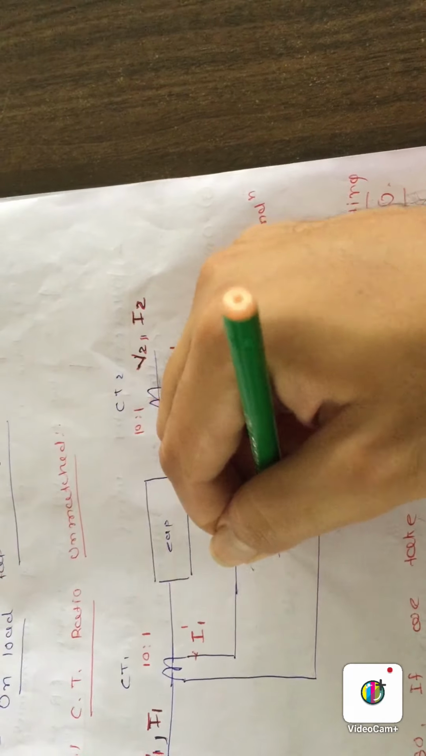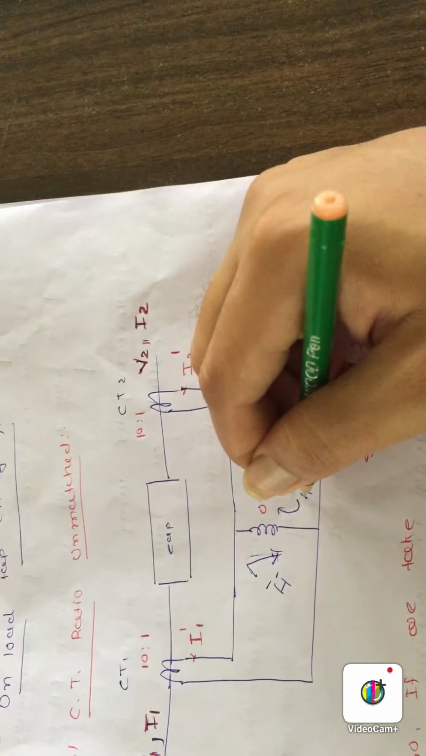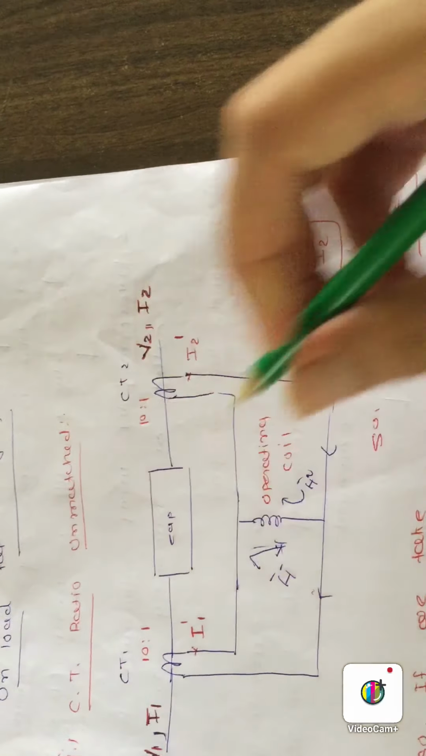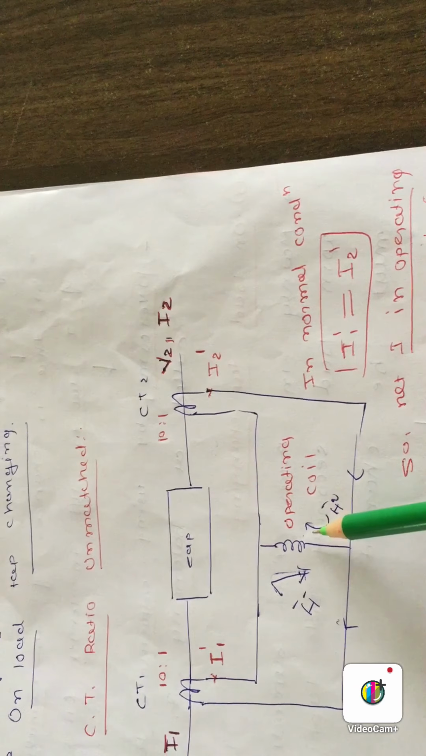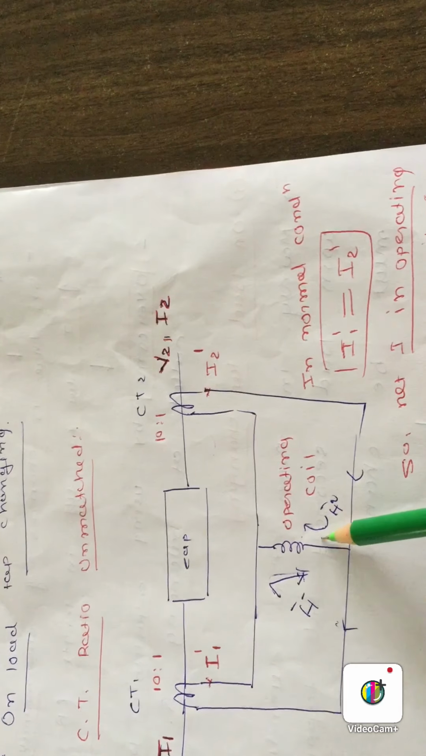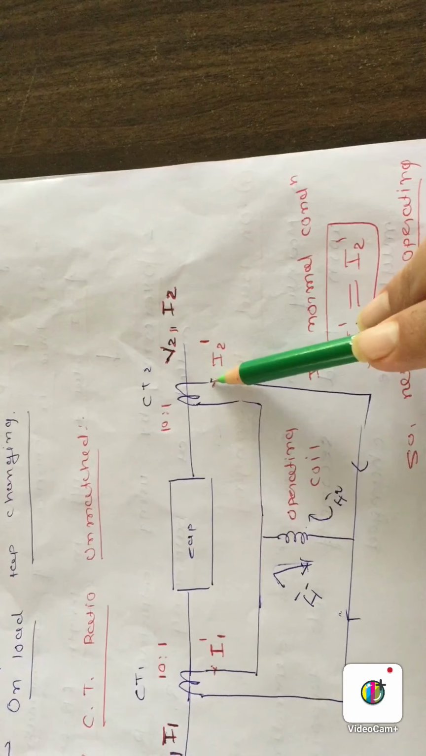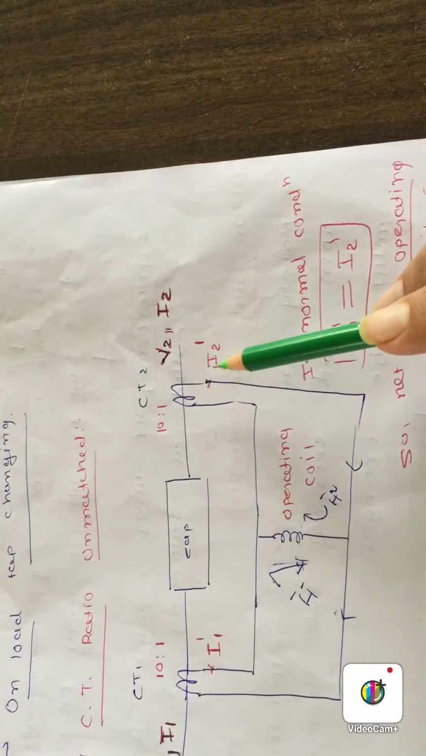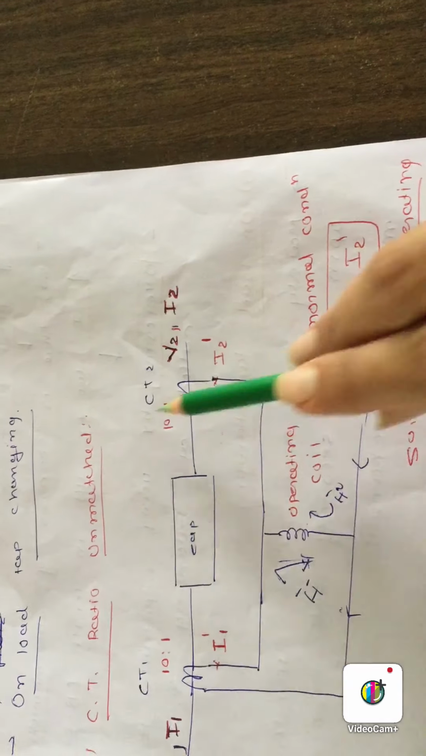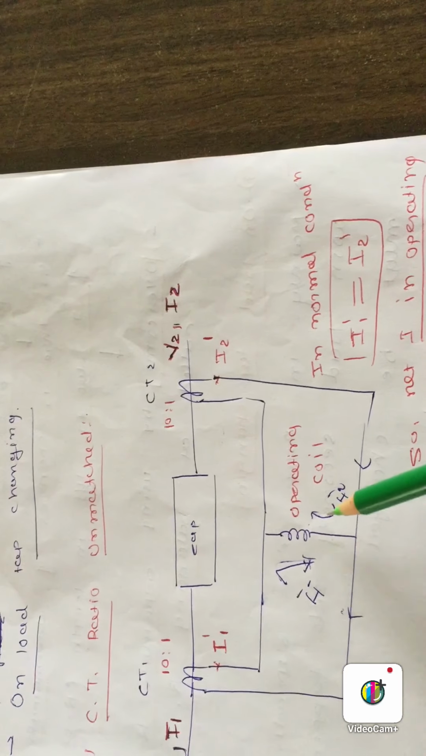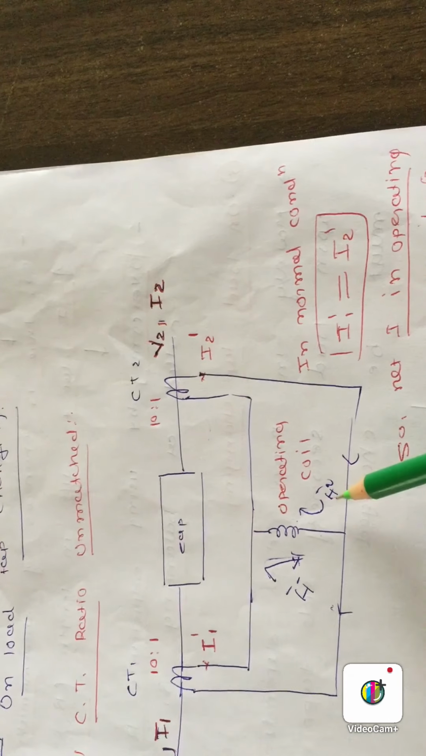If we extend I1 dash, it will go downward, and I2 dash goes upward. So the net current flowing through this is I1 dash minus I2 dash. In normal condition it must be 0, but in actual condition it will not become 0, due to the non-identical characteristic of CT1 and CT2. That's why when a high external short circuit current happens, at that time this relay must not operate, but due to the difference in I1 dash and I2 dash, this relay will operate. So this is the first disadvantage of unmatching in CT characteristic.